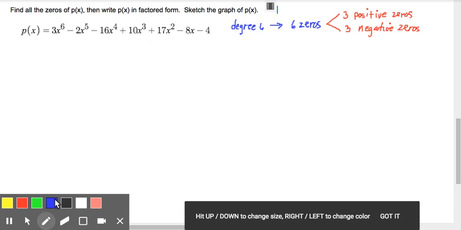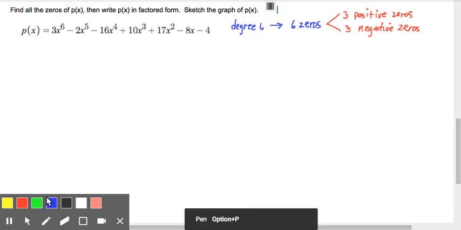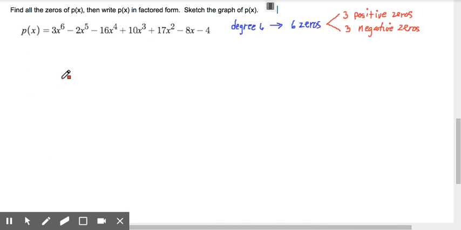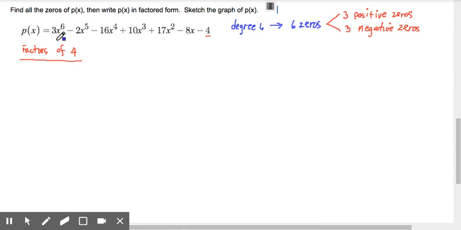Okay, so let's erase this now. So now we know that we have to look for 6 zeros. 3 of them should be positive and 3 of them should be negative. Now we want to find out what are the possible zeros so that we can pick from a list of possible zeros. So we are going to need here the factors of the constant term, which is 4, over the factors of the leading coefficient, which is 3.